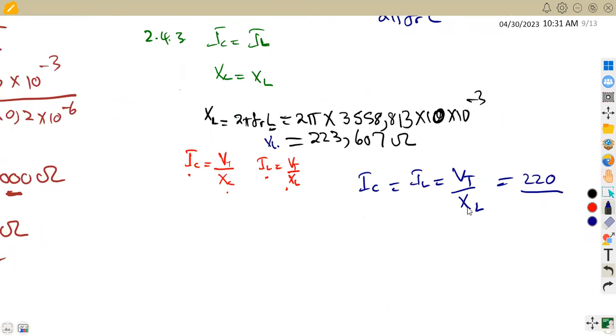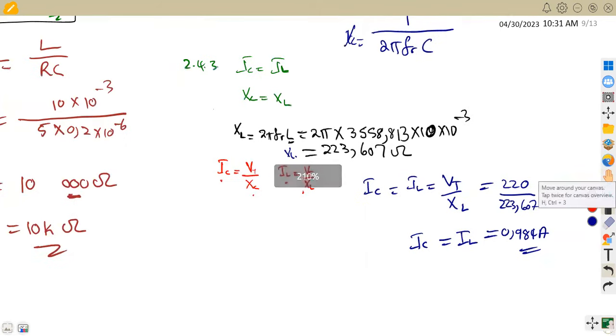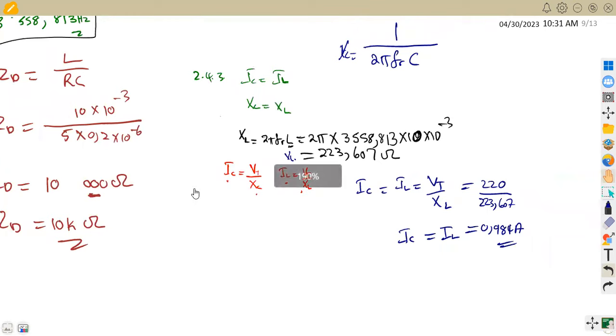220 divided by XL or XC, which is 223.607. So this is going to give us the value for IC, which is the same as the value for IL, okay? Which is something like 0.984 amps, or you can write it in milliamps if you want, or just leave it like that. So that is the currents that you're going to have across the given branches in this case.